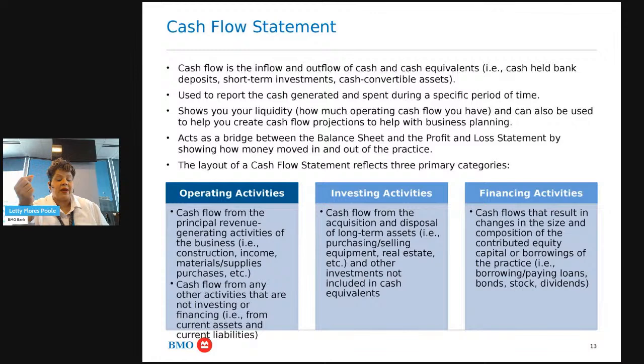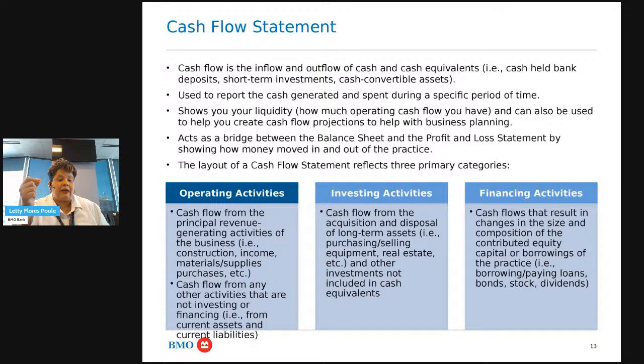So again, just thinking, what are those assets, right? What is that disposable long-term asset? It was an asset for her. Now she's going to sell it, so it becomes an investable activity. And then it goes into explaining other investments not included in cash flow equivalents.